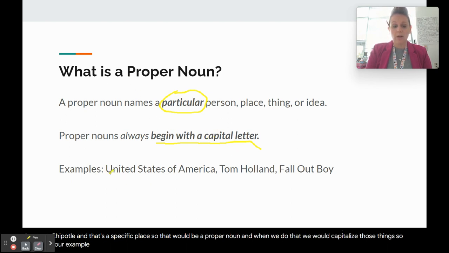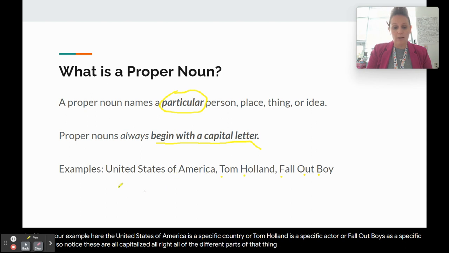So looking at our examples here, the United States of America is a specific country, or Tom Holland is a specific actor, or Fall Out Boy is a specific band. Okay, so notice these are all capitalized. All of the different parts of that thing are capitalized.